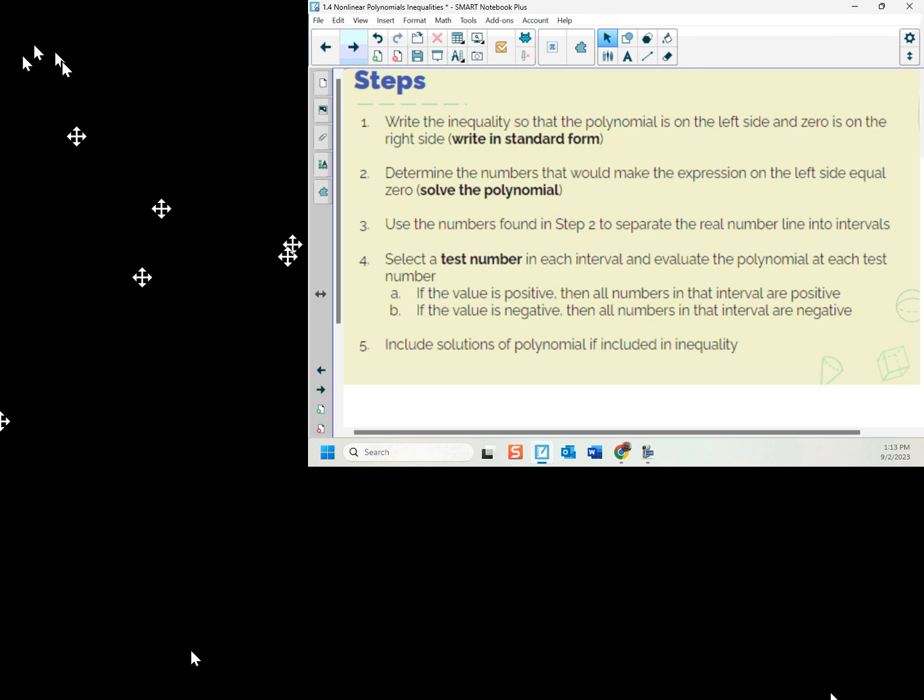Again, you'll see this in action. We're going to have intervals to the left of those values, between those values, and to the right of those values. Select a test number in each interval and evaluate the polynomial at each test number to know whether we're going to shade between those or not. If the value is positive, then all the numbers in the interval are positive. If the value is negative, then all the numbers in the interval are negative. You'll see what I mean by that.